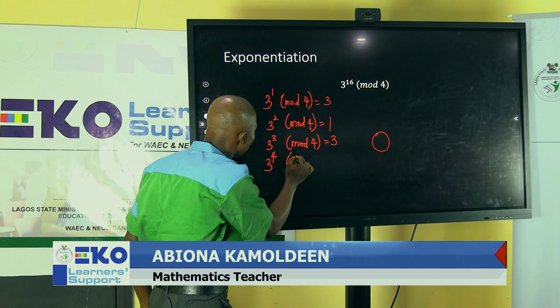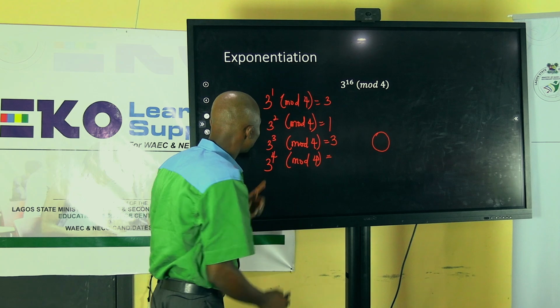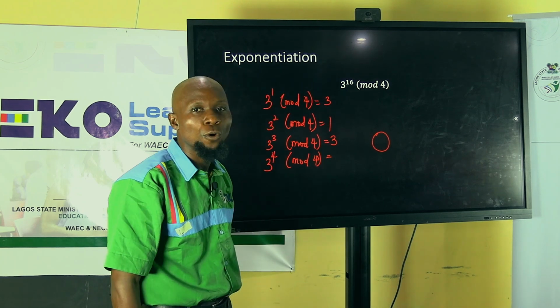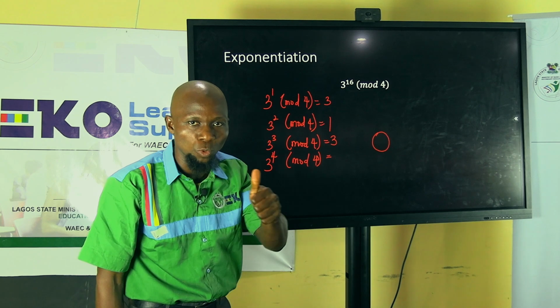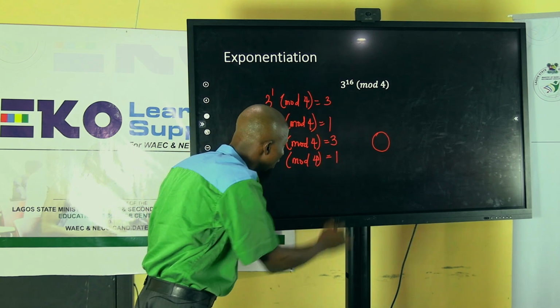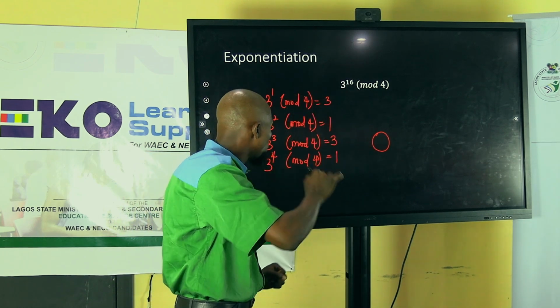3 raised to power 4 modulo 4. Okay, so 3 raised to power 4 is 81. 81 modulo 4 is what? It is 1. So you can see 3, 1, 3, 1. That's how the answer will continue to be. It is circular. We are coming back to it.